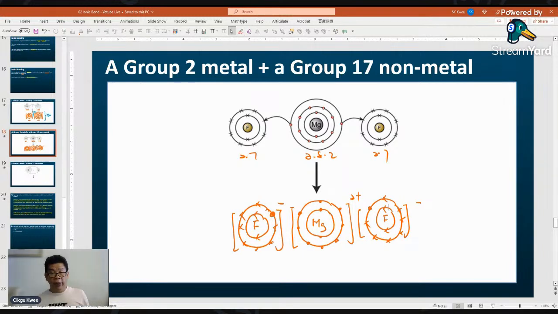That is the ionic bond. And this is the ionic compound. This is magnesium fluoride. The formula is MgF2, magnesium fluoride. This is an ionic compound.